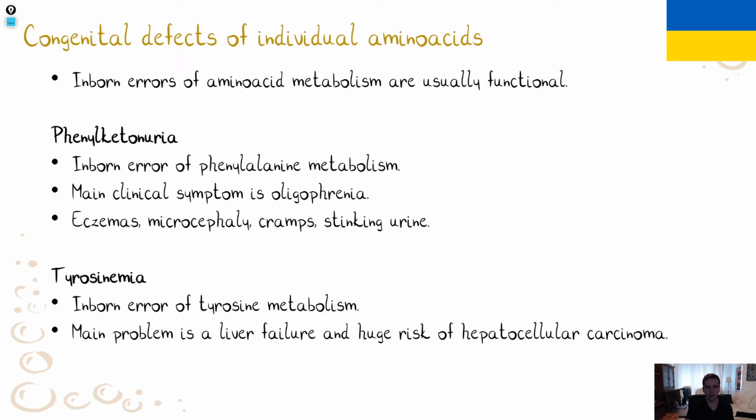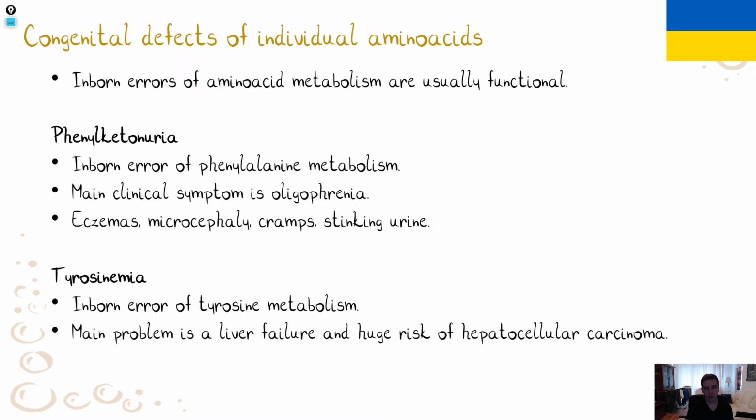I think we should remember phenylketonuria, which is inborn error of phenylalanine metabolism, and the main clinical symptom of those children is oligophrenia. They are also prone to eczemas, cramps. They've got typical stinking urine because of the phenylalanine metabolites. And we should definitely remember that.